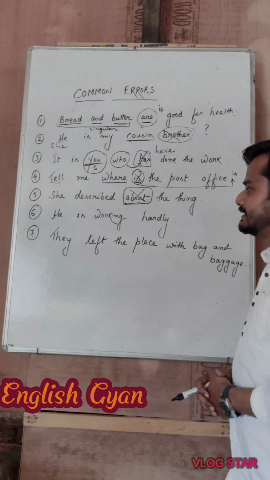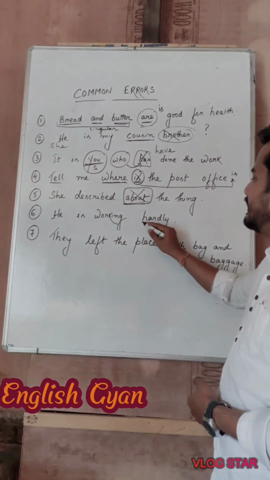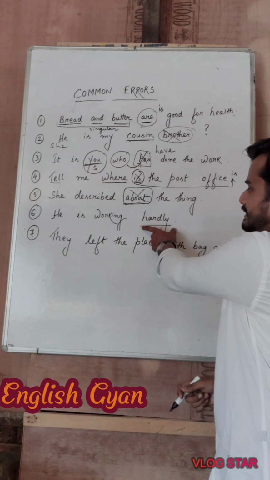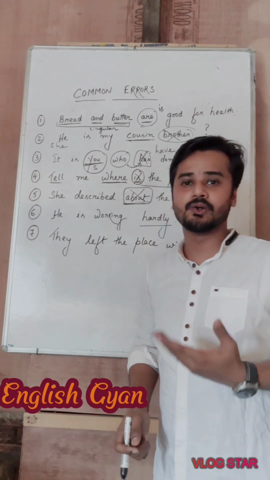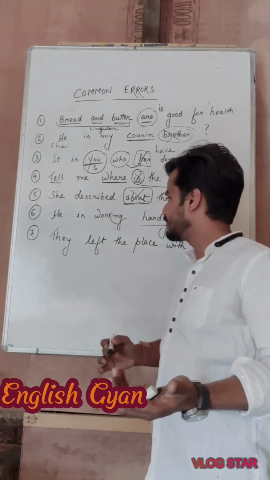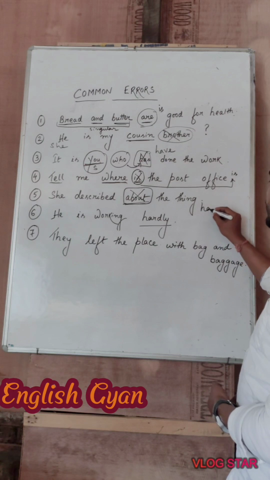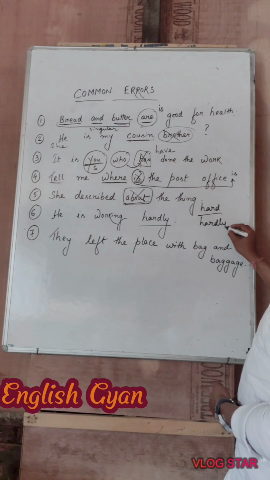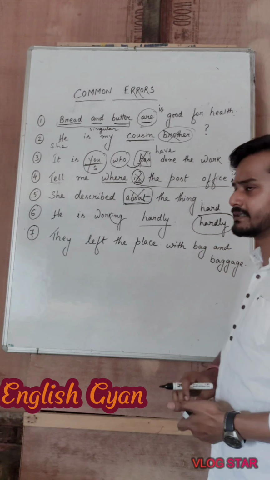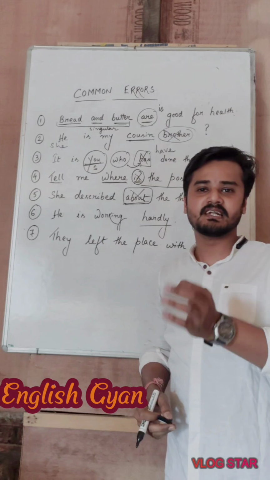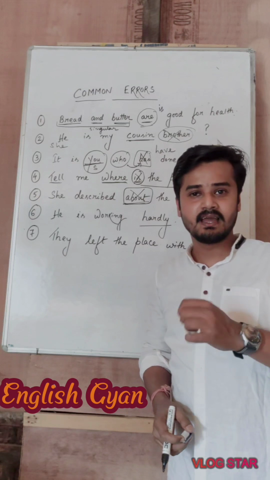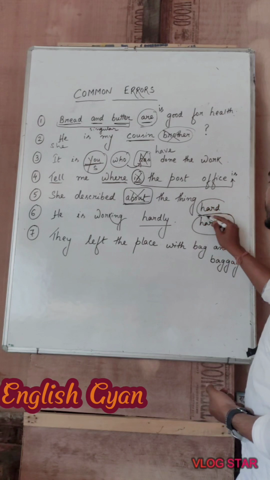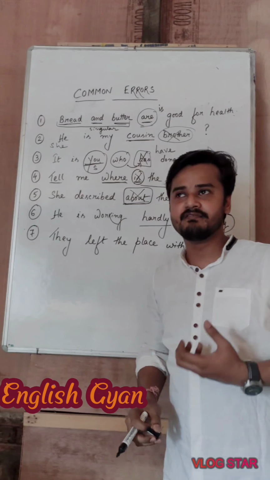The sixth sentence is, he is working hardly. Here the word hardly is used. So we must know the meaning of this word hardly. Some of us get confused between the words hard and hardly. Hardly means not often. It gives a negative meaning to the sentence. Hardly is generally used in the negative sense, and hard means to do something in a very tough way.